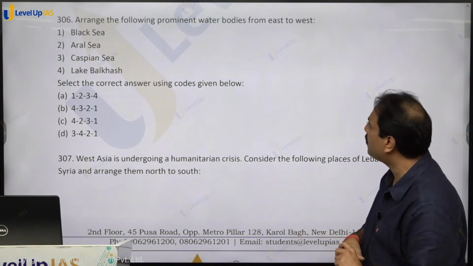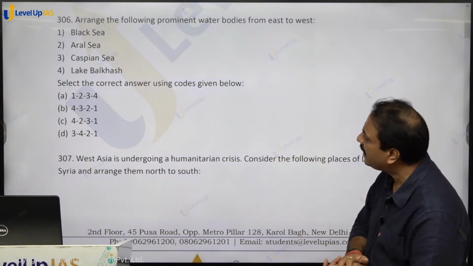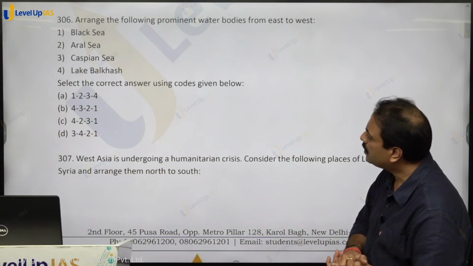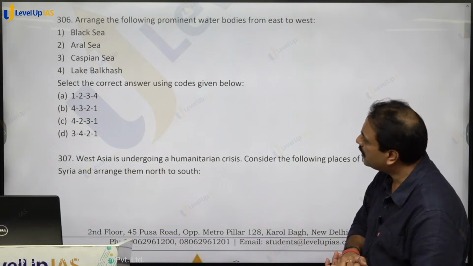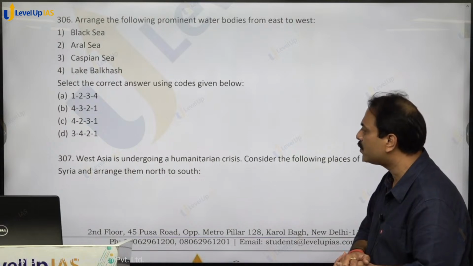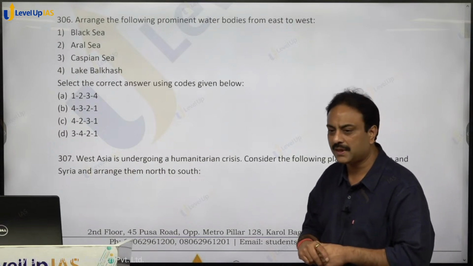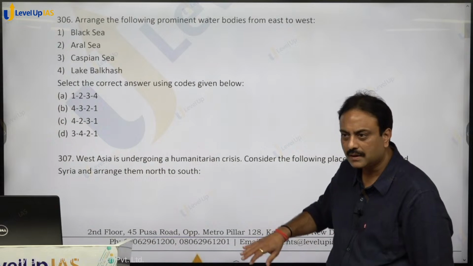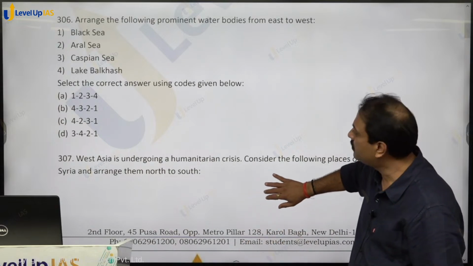Arrange the following prominent water bodies from east to west. So east to west will be 4, 2, 3, 1. Option C, C for cat, shall be the right answer. Clear? Clear on that? Yes or no?